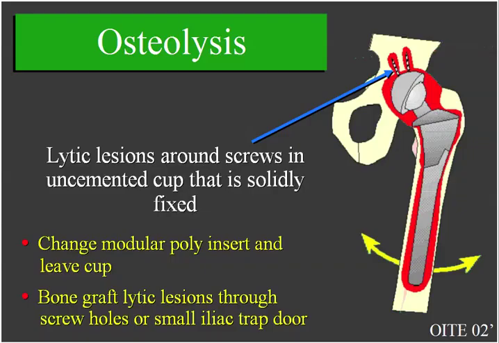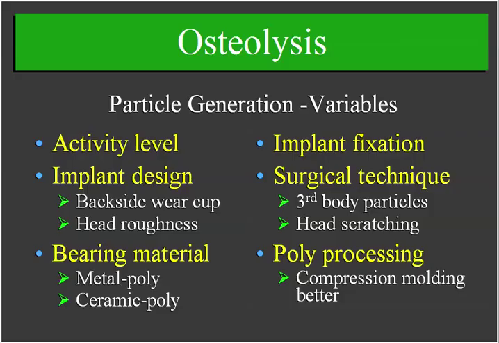If you have lytical lesions around the screws and your cup is fixed, the answer is don't take out the cup because you'll have these huge holes and you'll require a cage. What you do instead, change the modular cup and bone graft either through the screw holes or a little trap door up in the ilium. And that's a little favorite question that I've seen over and over. That was OITE 2, and also 4 and 5.